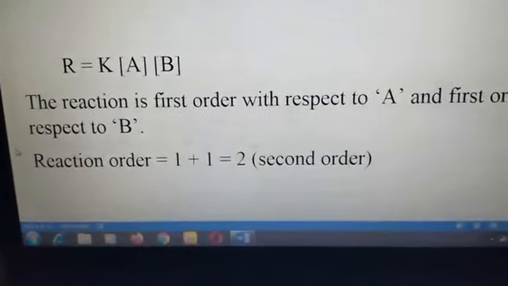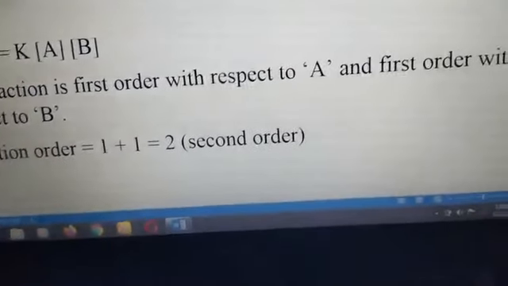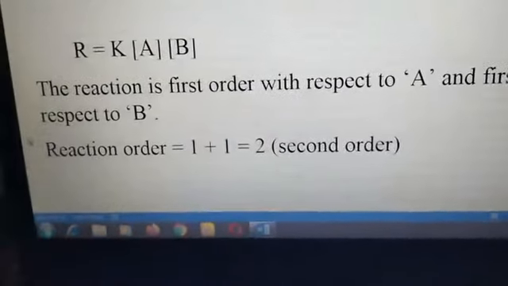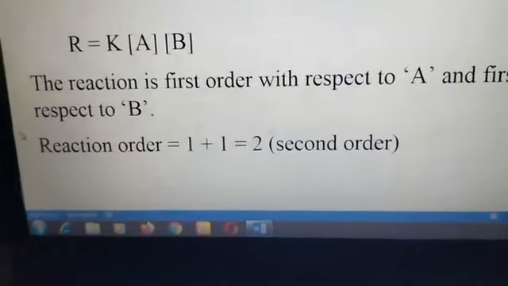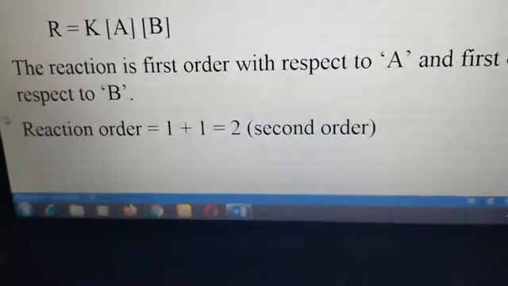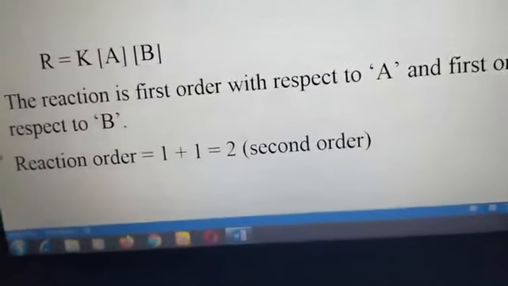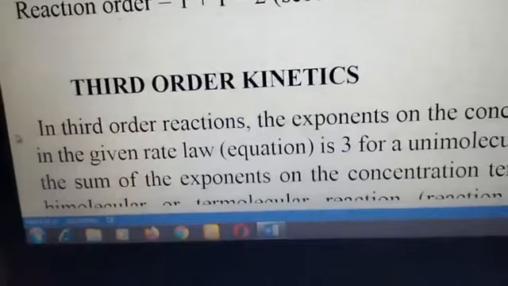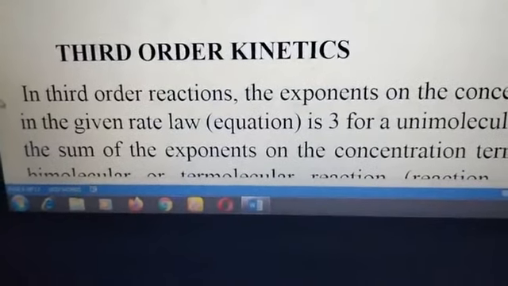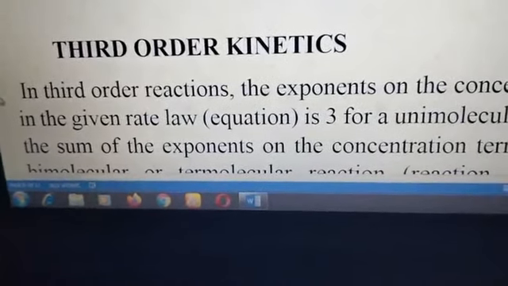So the reaction is first order with respect to A and first order with respect to B. So the reaction order becomes 1 plus 1. First order for each of them, giving us second order for a bimolecular reaction. Okay? Then going over to third order kinetics.